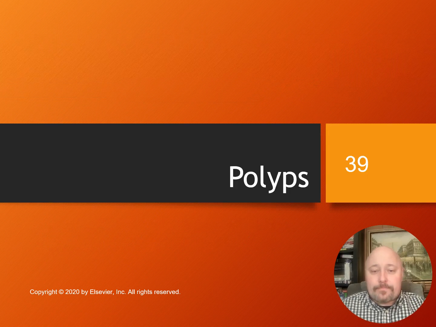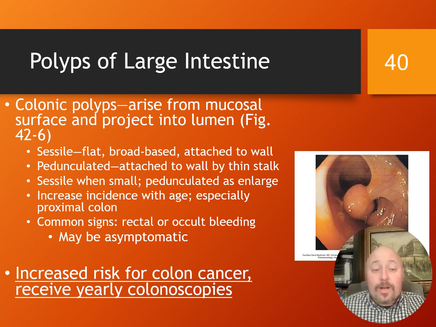Polyps. Colonic polyps arise from the mucosal surface and project into the lumen. We have a diagram there on the right. There can be different types based on their shape. A sessile polyp is flat, broad-based, and attached to the wall, whereas a pedunculated polyp is attached to the wall by a thin stalk, such as our figure right there on the right.